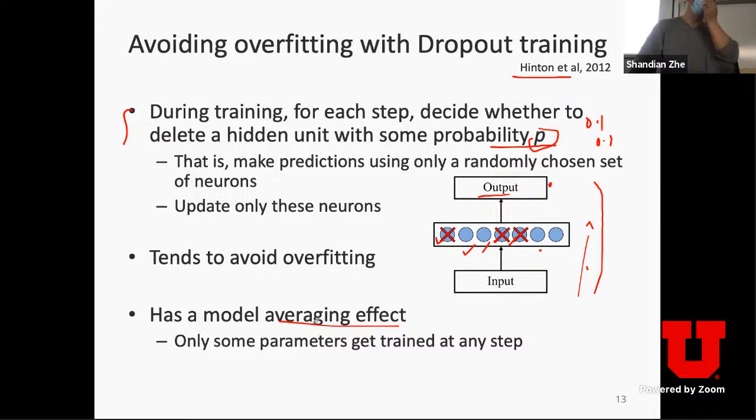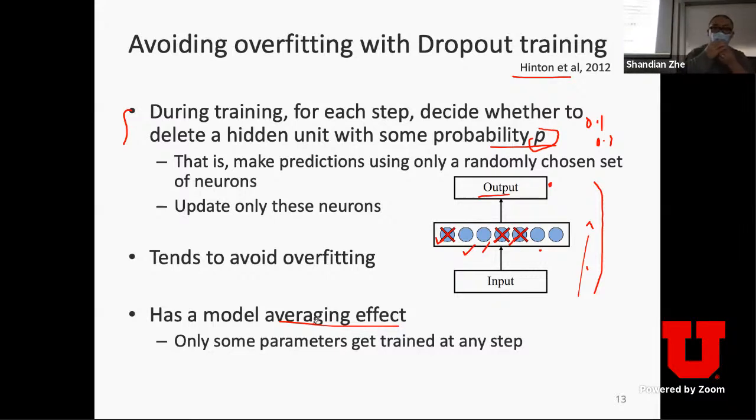Yes, somewhat, but not rigorously speaking. You couldn't say this is bagging, because in bagging you have a separate training procedure for different models, but here you blend the training of all the different sub-models together. But it does have some flavor of bagging. Any other question?